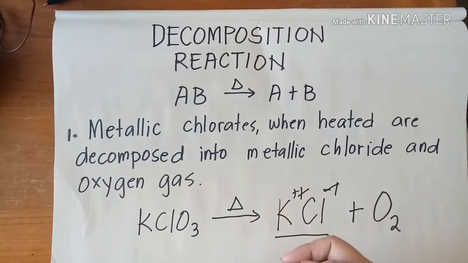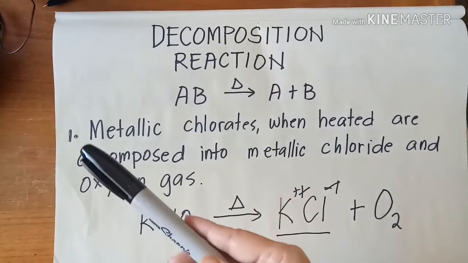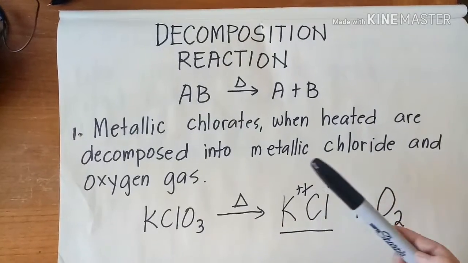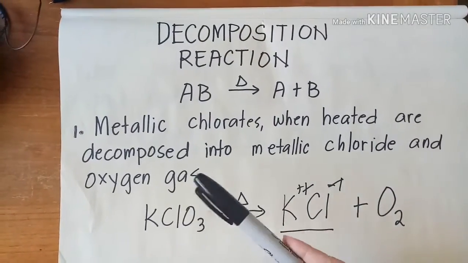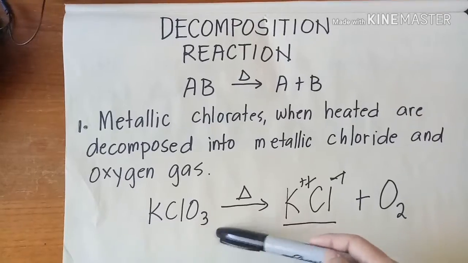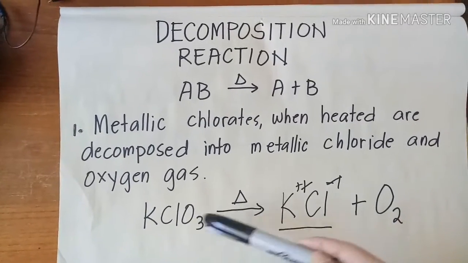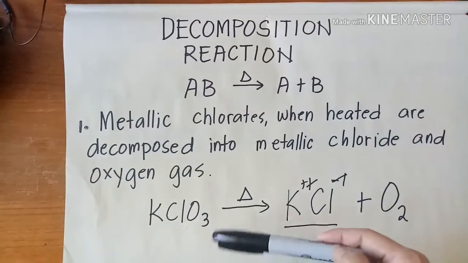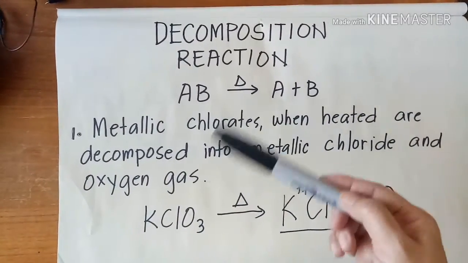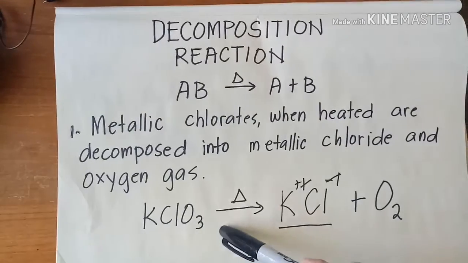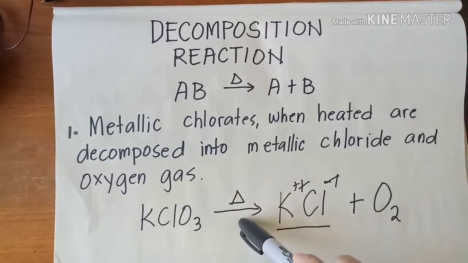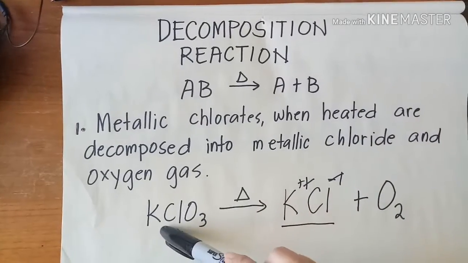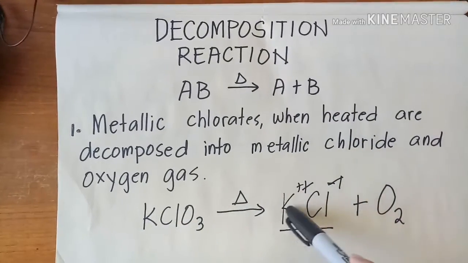Now let's have the first type of decomposition reaction. Metallic chlorates, when heated, are decomposed into metallic chloride and oxygen gas. So, if we have potassium chlorate or KClO3, potassium here, which is K, is the metal, and then ClO3 is the chlorate. So, when potassium chlorate undergoes decomposition reaction, it's gonna give you a product of metallic chloride. So from here, we're going to get the metal, and that is K. We're going to write it here.